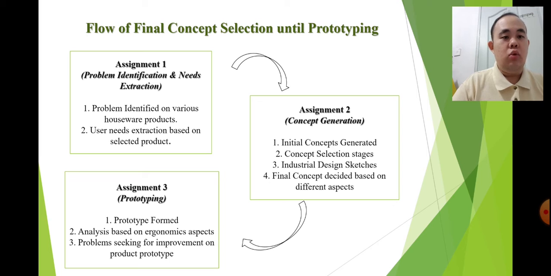In assignment 2, it is concept generation. So at first, we should generate 10 initial concepts within our groups. Then we will go through concept selection stage, at which we can select one highest scoring concept. And then we will do industrial design sketches. At last, the final concept is decided based on different aspects, such as personas 1 and 2 that we created. In assignment 3, it will be prototyping.